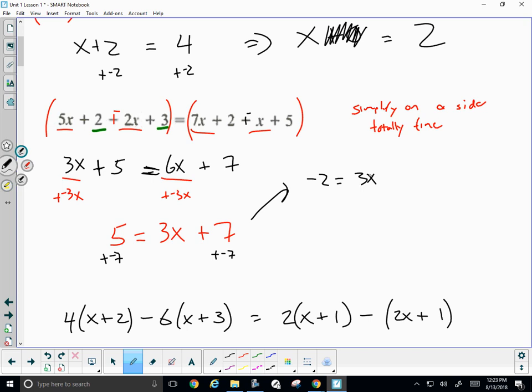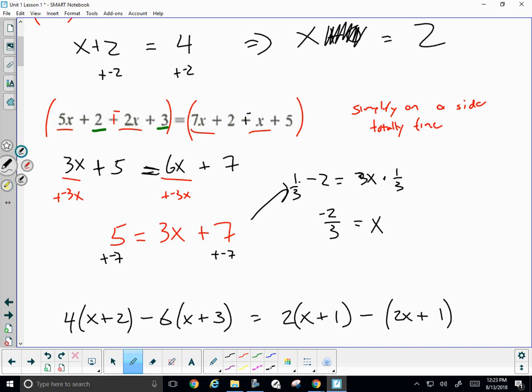Now I need to get rid of this 3. The 3 is bothering the x. I want to remove it. I want to get it by itself, the x by itself. I will multiply both sides by 1/3, giving me x is equal to, now I have negative 2 times 1/3. That cannot be simplified. That just ends up being negative 2/3.